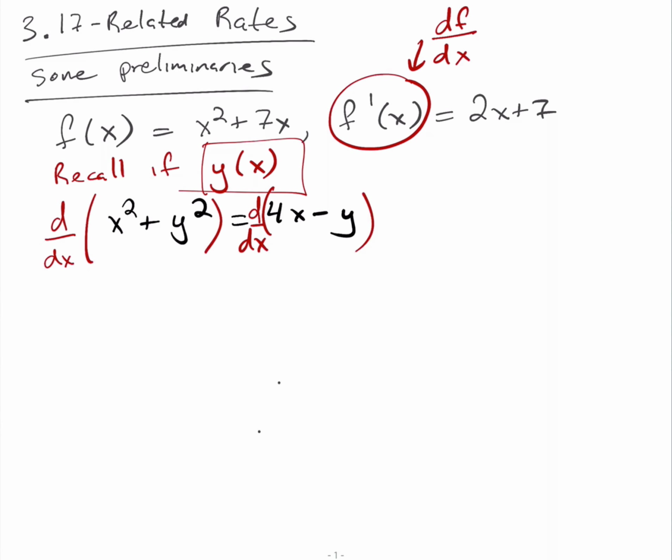So now when I get the derivative of y, what rule do I have to use? I have to use the chain rule, right? Because y is a function of x. So here, what's the derivative of x squared? 2x. Okay. And then what's the derivative of y squared? 2y times the derivative of y with respect to x, right? That's because y is a function of x. You with me so far? Okay. And then this is equal to 4 minus dy over dx again, right?